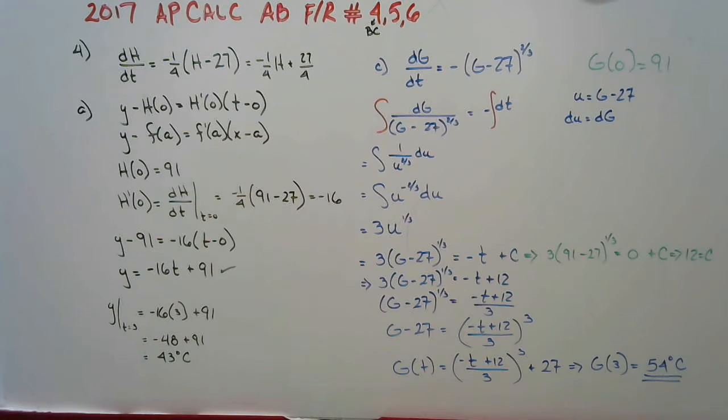So our better model, the one we used in part C, comes up with 54 degrees Celsius. Our not quite as accurate model, which we thought in part B underestimated, said 43 degrees, which is well below 54 degrees. So that confirms what we found in part B.